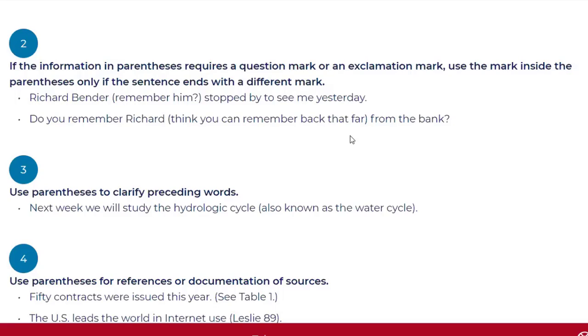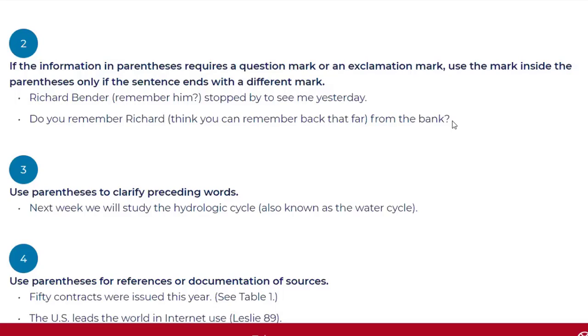Nisa Batul, go ahead and explain to us the rule that you just read. Sir, it's saying that if in the parentheses there is a question or an exclamation mark, you can use that inside the parentheses only when the sentence ends with another punctuation mark.